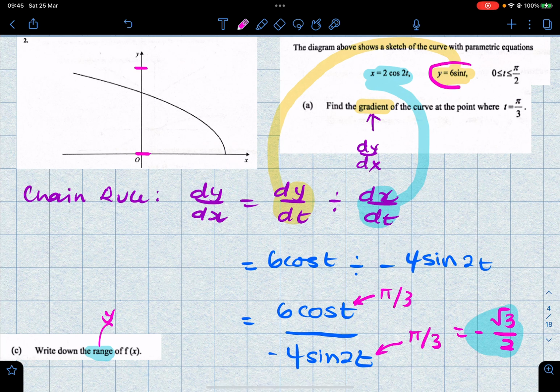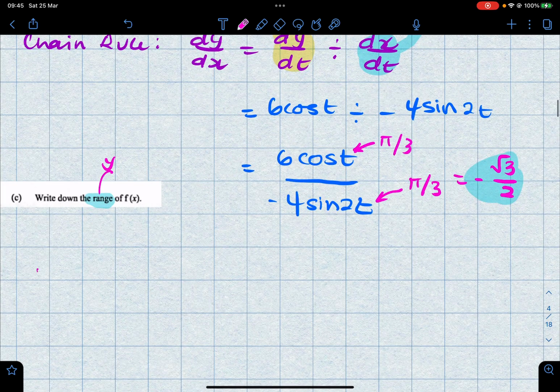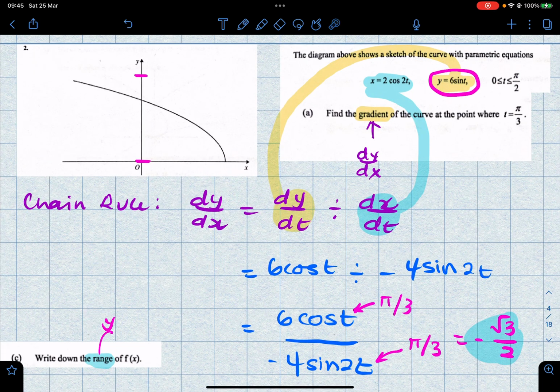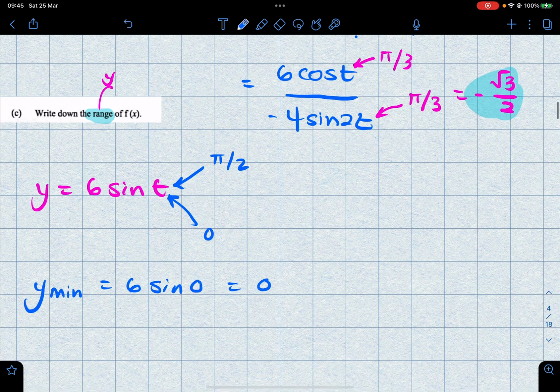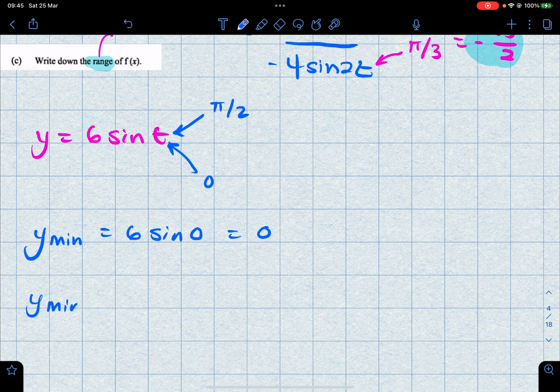So if you look at y is 6 sine t, and t is between 0 and pi over 2. So the smallest value for t will be 0, and the highest value for t will be pi over 2. So you can say the smallest value for y is 6 sine 0, which is 0. The biggest value for y is 6 sine pi over 2, which is 6.